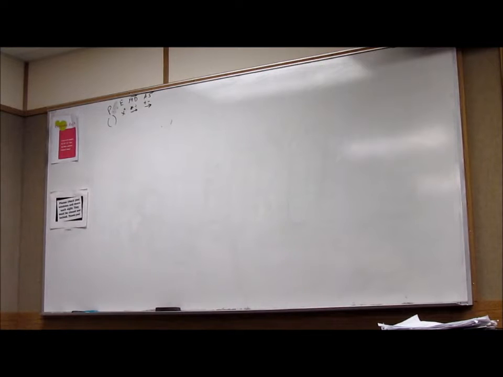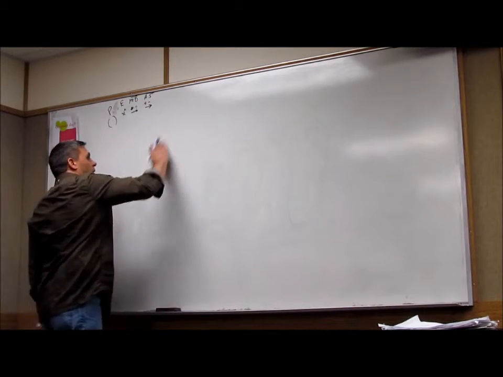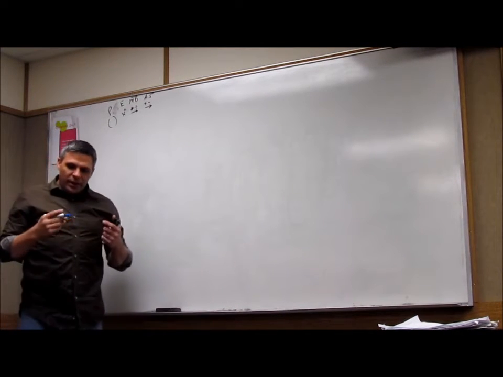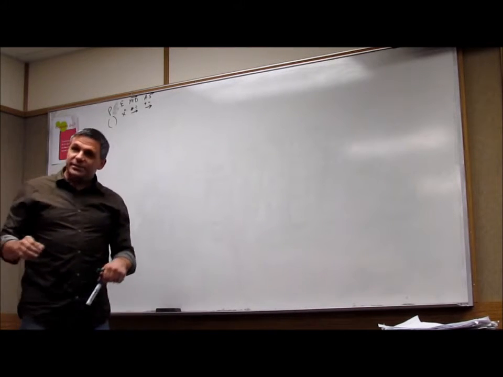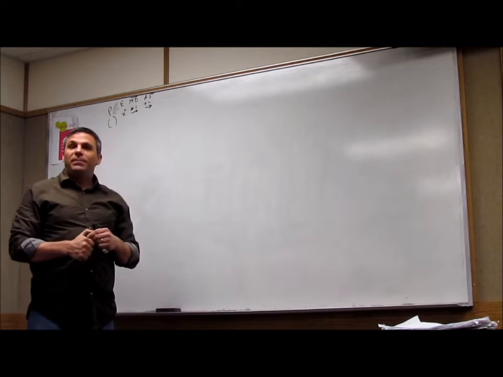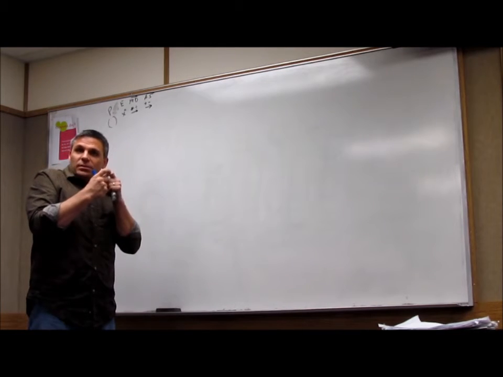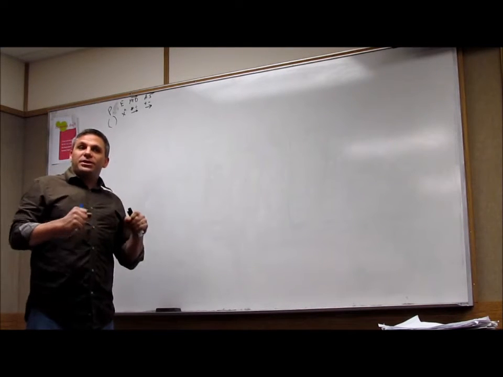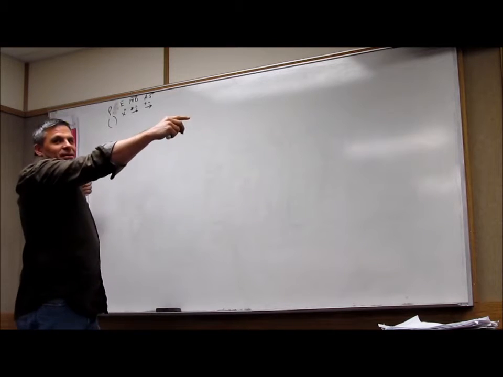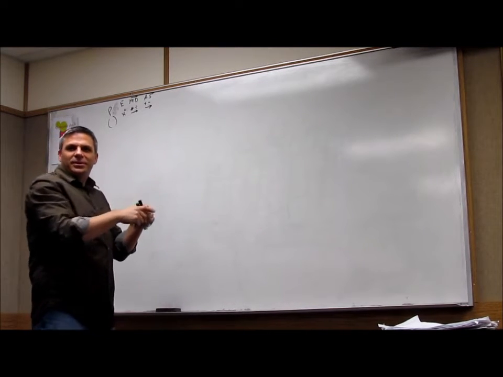Scientific notation. Okay, here's the thing. We use scientific notation in science in order to write really big numbers smaller, and really small numbers that are big smaller. And what does that mean?